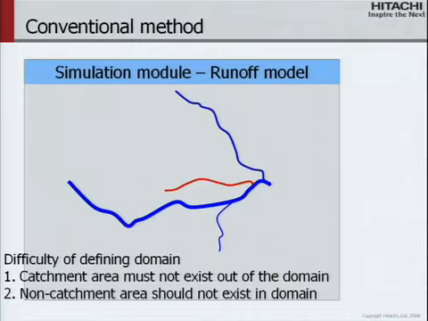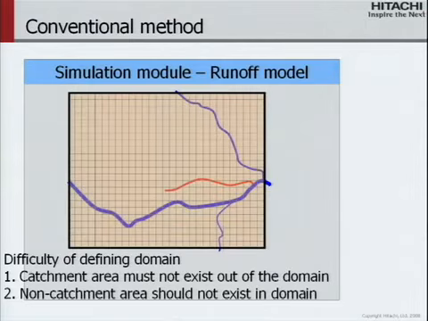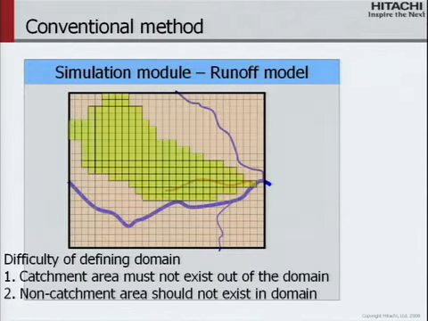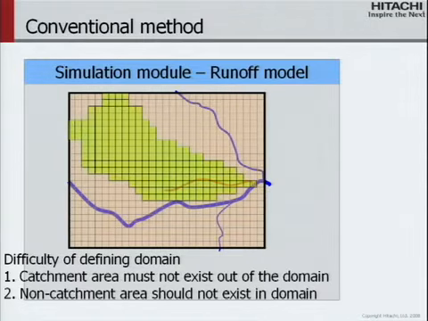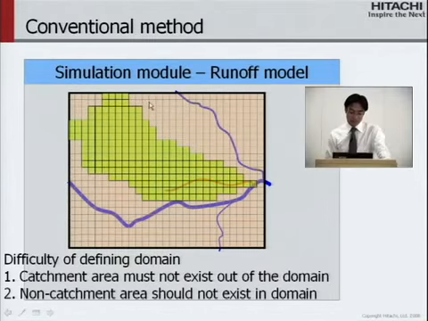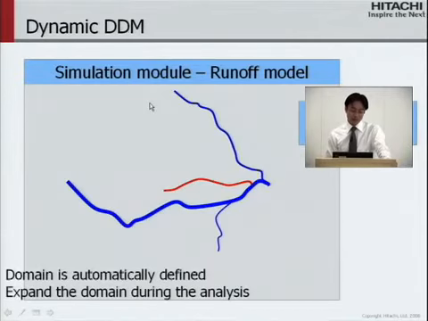Runoff model is also the same difficulty. We need to define the calculation domain before analyzing the runoff model. Like this, if I define the domain, we can generate the network of runoff model, but catchment area must not exist out of the domain. And you can see a lot of orange grid here. This is non-catchment area. This should not exist in the domain for faster calculation.